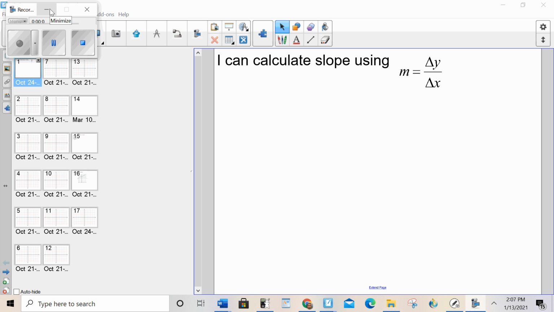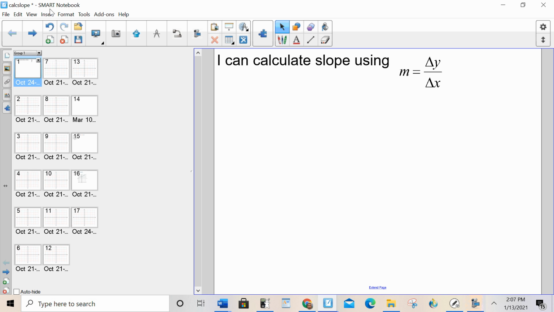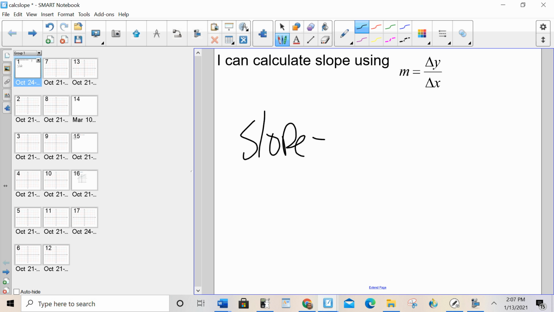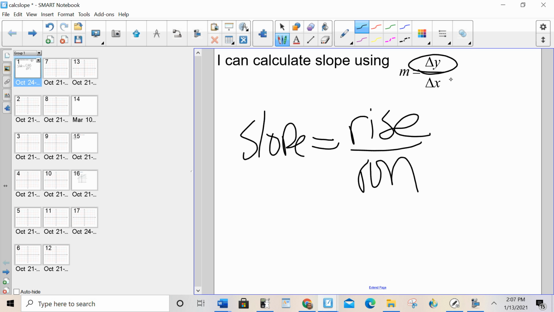Hello everybody, today I can calculate slope using m equals delta y over delta x. You might remember from middle school that slope was rise over run, and that's exactly what the slope formula is. The rise is the change in y, and the run is the change in x. So m equals delta y over delta x is a more precise mathematical formula.